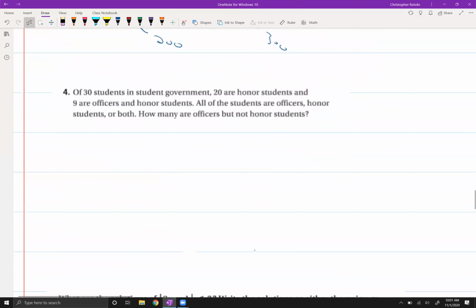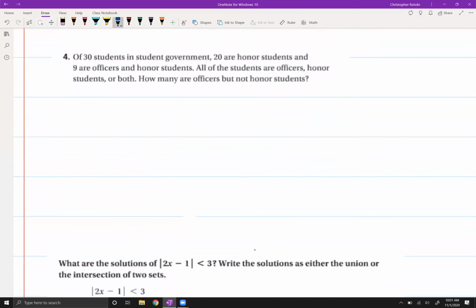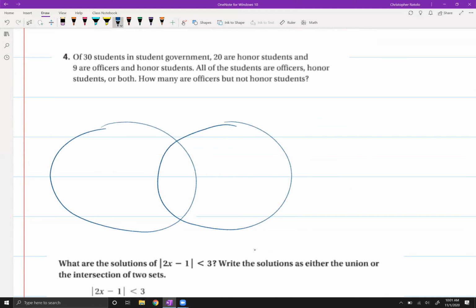All right, let's try that again. All right, 30 students in student government, 20 are honor students, and 9 are officers and honor students. All right, so it looks like we have student government and honors. All right, what do we have going on? Something that we know: 9 are both, right?